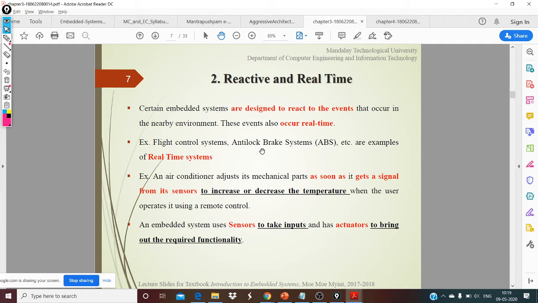So a microwave is something like a soft real time system, where you have deadlines, but if you miss the deadline, it's not going to cause a catastrophe or harm to somebody's life. But in the case of flight control systems and anti-lock braking systems, it's a hard real time system, which means you cannot miss the deadline at any cost. And then we have sensors which take inputs, and actuators which react to the control signals, which enables the embedded system to do all these things.